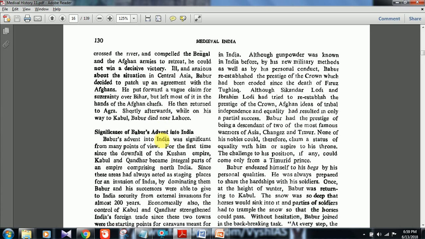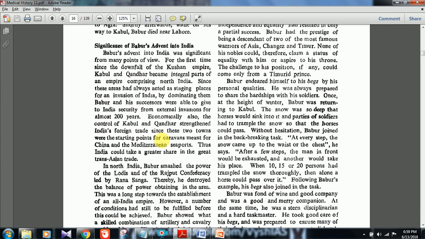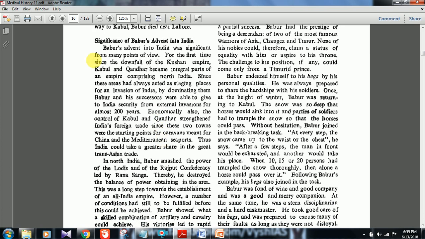Okay, significance. Now, from this UPSC have picked up a lot of statements. I think gunpowder related statement also will repeat again. Okay, significance of Babur's advent into India. This can be a mains question. Okay, so pay attention. Babur's advent into India was significant from many points of view.